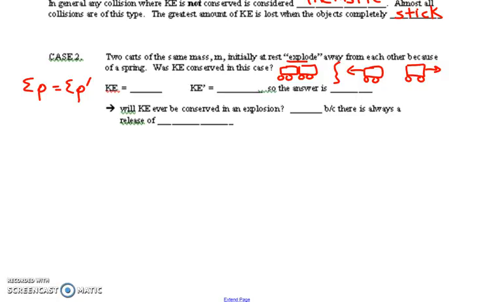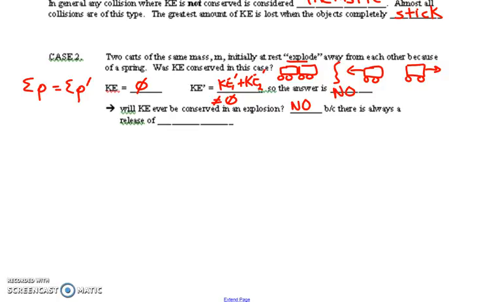Well, did a similar thing happen with kinetic energy? Let's see. What was our initial kinetic energy? 0. Neither was moving. What is our kinetic energy afterwards? It's KE1 prime plus KE2 prime. There's two objects, but they're definitely not 0 because they can't cancel out, because kinetic energy is not a vector, it's a scalar. So the answer is no, it was not conserved. Will kinetic energy ever be conserved in an explosion? The answer is no. Even if the objects were initially moving and they pushed apart, there would still not be a conservation of kinetic energy.